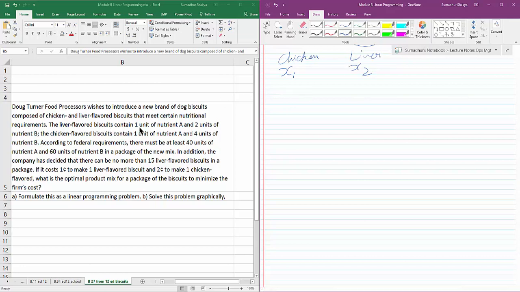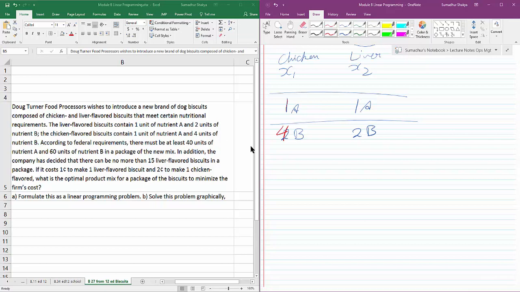The liver flavored biscuit contains 1 unit of nutrient A, 2 units of nutrient B. So 1 unit of nutrient A and 2 units of nutrient B. Okay, the chicken flavored biscuits, this was liver biscuits, and then 1 of A and 2 of B. And chicken one has 1 of A and 4 of B. According to federal requirements, there must be at least 40 units of nutrient A and 60 units of nutrient B.